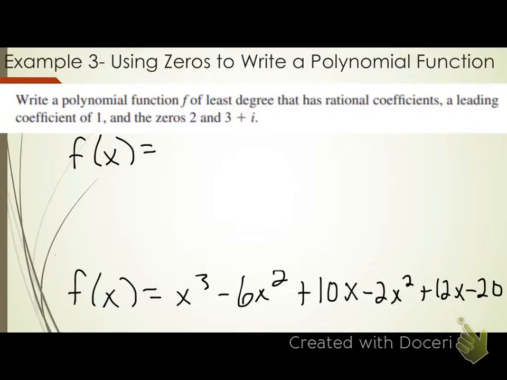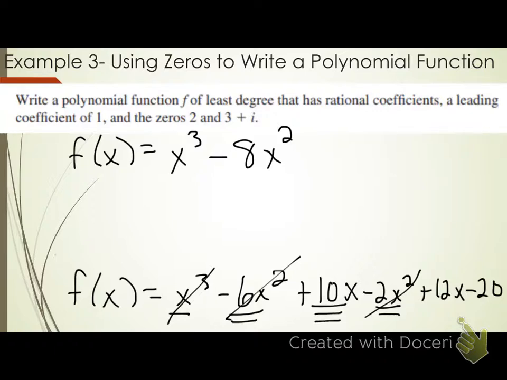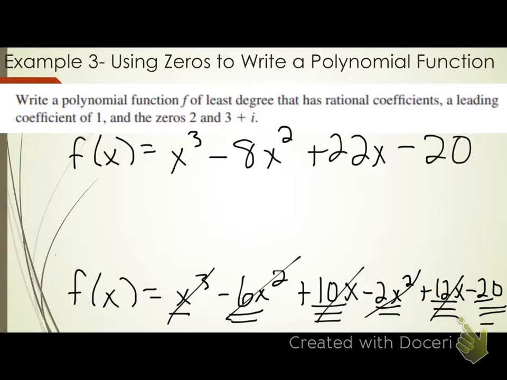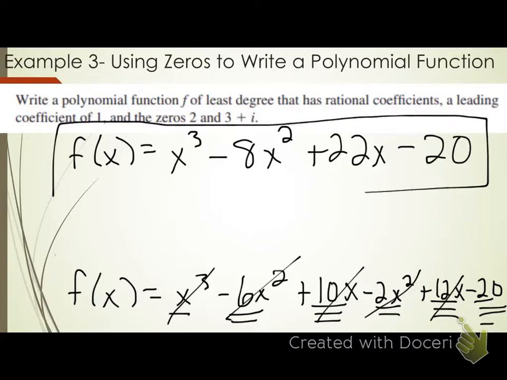I'm going to write this in standard form while combining my like terms. I've got x cubed, that's my biggest exponent. It does not have like terms, so it just comes up there as x cubed. Negative 6x squared, negative 2x squared are like terms, so that'd be negative 8x squared. 10x, 12x are like terms. Combining those, I get 22x. And then I just have my constant term over here that does not have anything to combine with, so I get minus 20. So here's my answer.